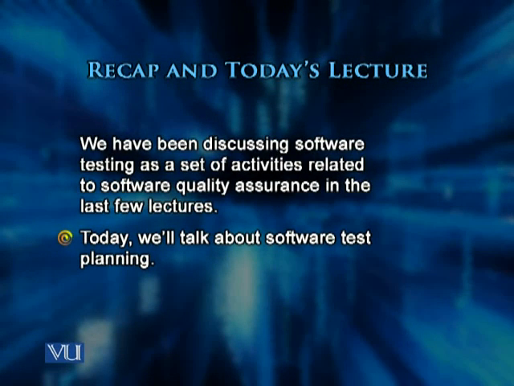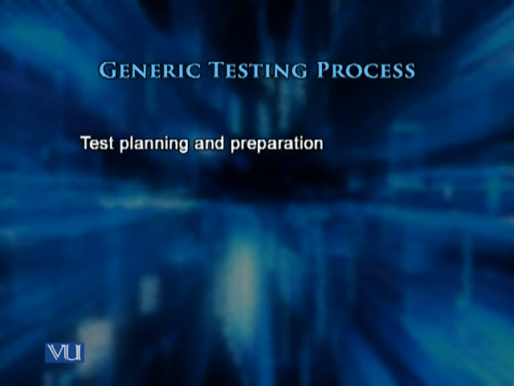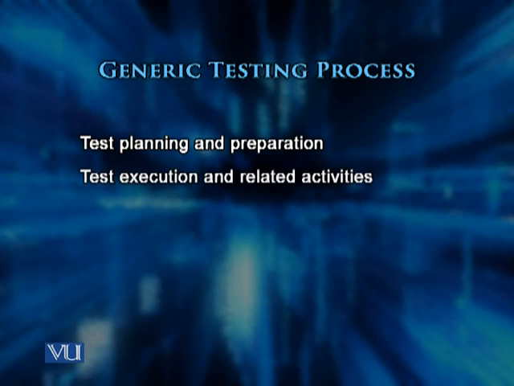To refresh your minds, let's talk about a generic testing process. What are the major activities in a generic test process? The first and the foremost is test planning and preparation, followed by test execution and related activities, and finally there is analysis and follow-up. And now I'm going to show you these three activities in a picture form so you can visually understand the relationship that exists between these three major activities in a software testing process.